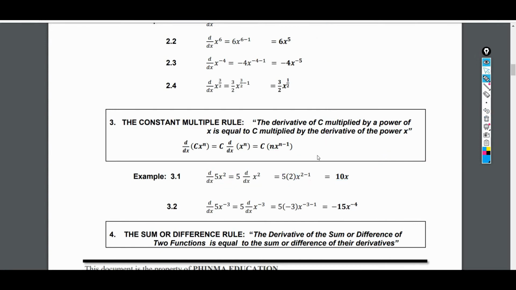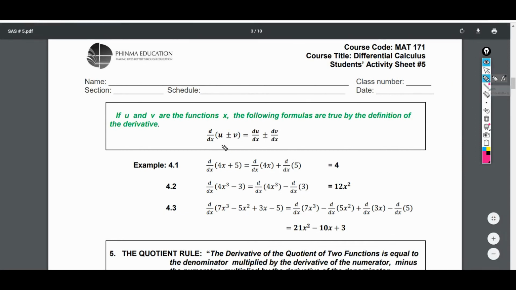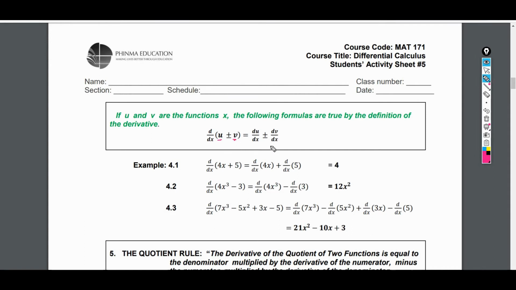Okay, let's take a look at the next rule. We have here the sum and difference rule. It says the derivative of the sum or difference of two functions is equal to the sum or difference of their derivatives. So all you do is take the derivative of your first function and then the derivative of the second function. Then apply the summation or take their difference. Let's look at this example. We have the derivative of the quantity 4x plus 5. First, the derivative of 4x is simply 4. And then the derivative of a constant is 0. So the answer here is 4 plus 0, which is 4.